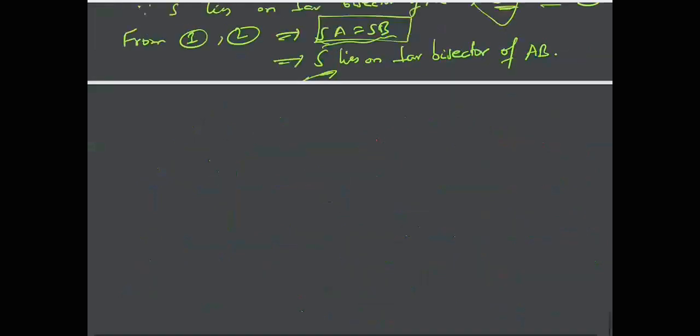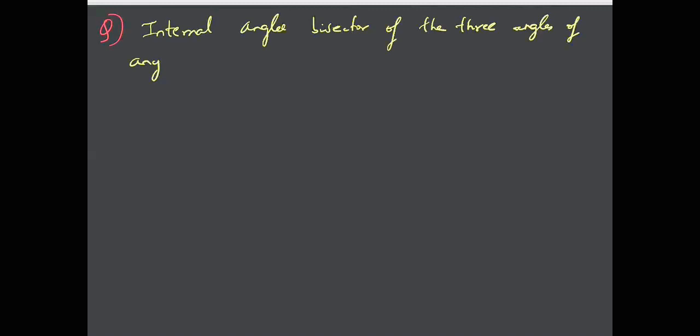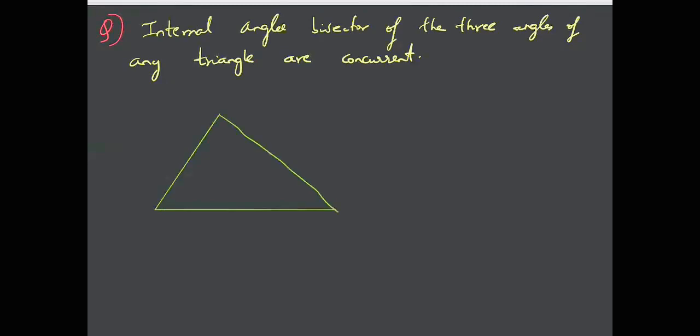Fine. So let us move further. Now, we'll try to prove that the internal angle bisectors of the three angles of any triangle are concurrent. So say there is a triangle ABC. I need to prove that the bisectors of angle A, angle B and angle C are concurrent. That is, they pass through the same point.